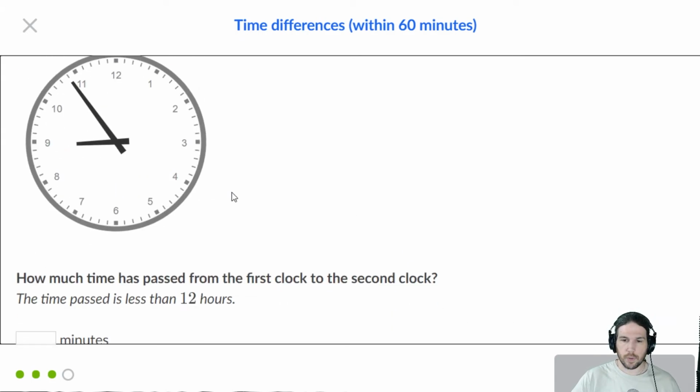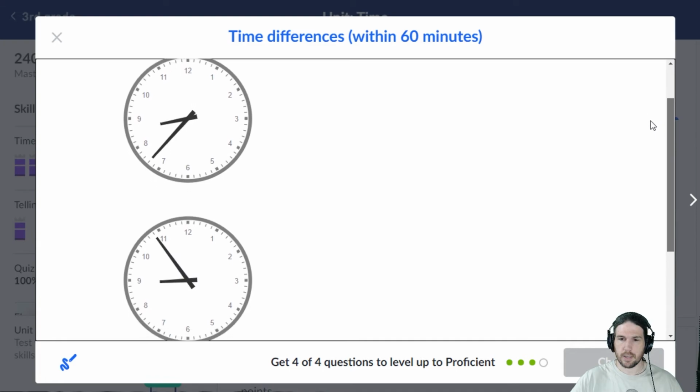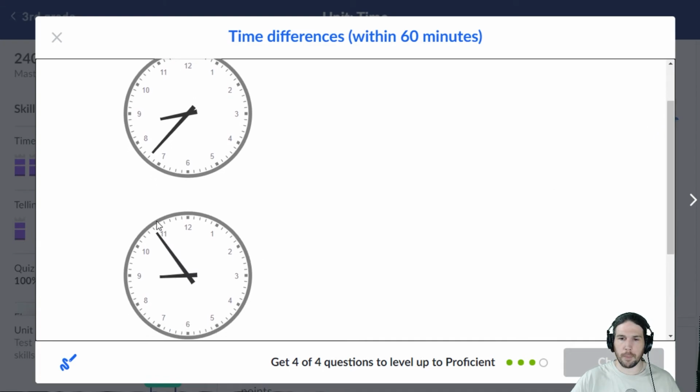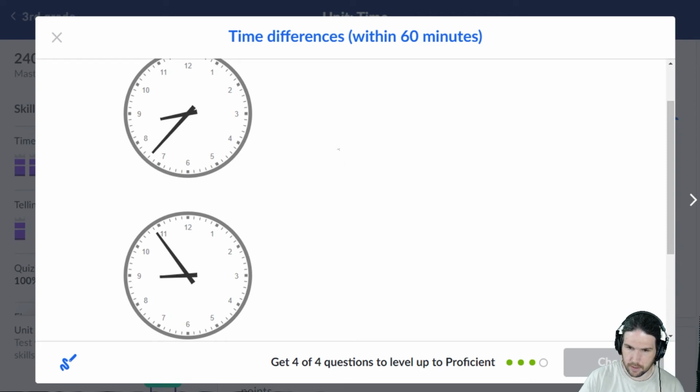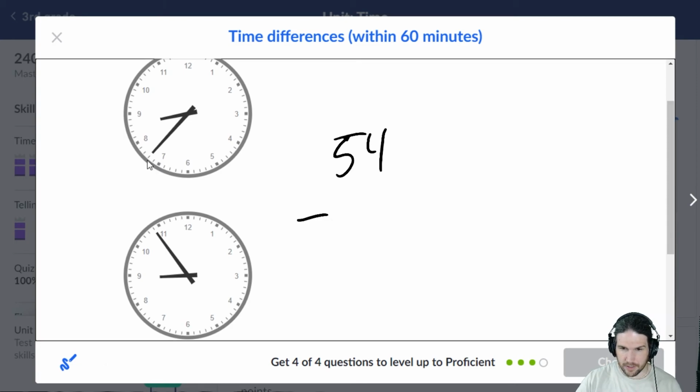We've got 2 clocks. We want to know how much time has passed. It looks like it's gone from not quite 9 to not quite 9. So it ended at 54. Let me just go ahead and write that down. And it started at 35, 36, 37.